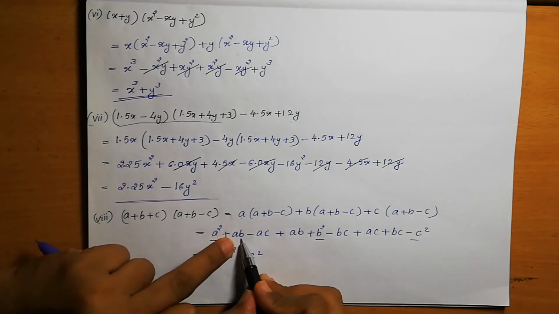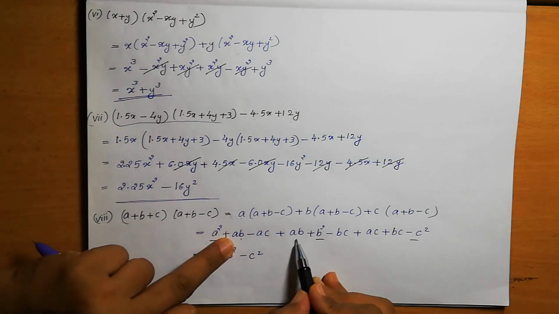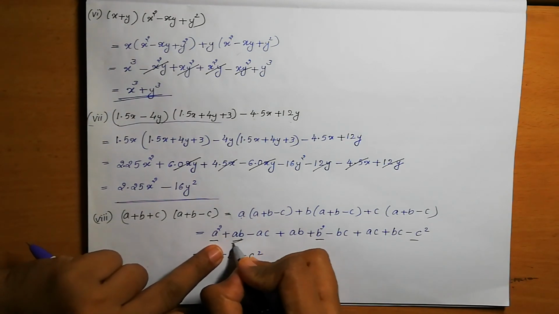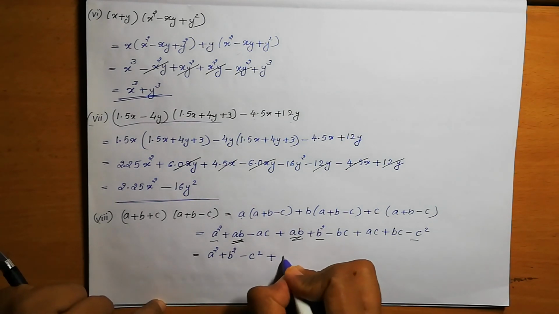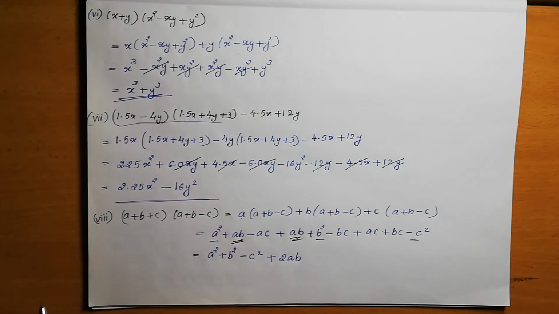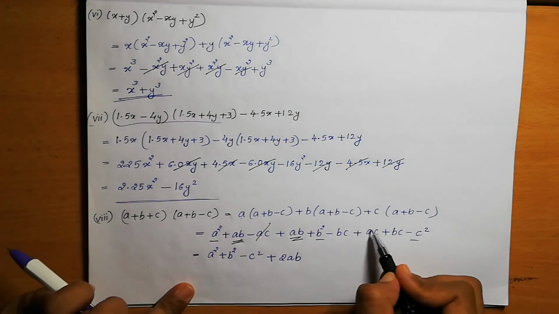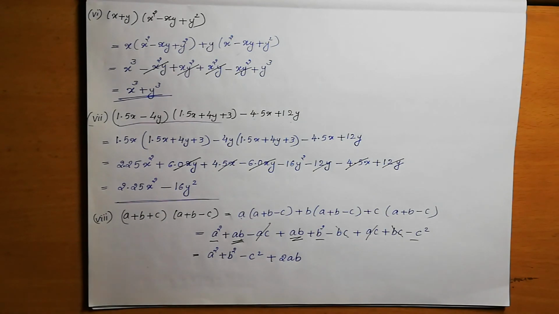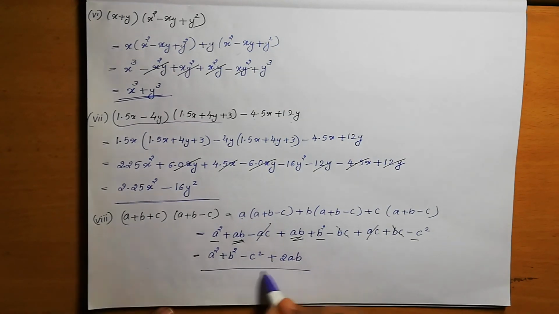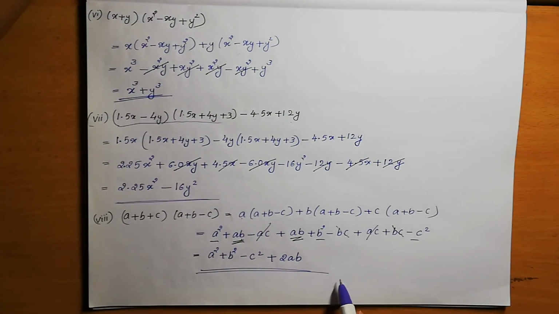Next, plus ab, then any ab term is there again, ab plus ab is what, 2ab, right? Plus 2ab. Next, minus ac plus ac cancel. Next, minus bc plus bc cancel. So the answer is a square plus b square minus c square plus 2ab is the answer.